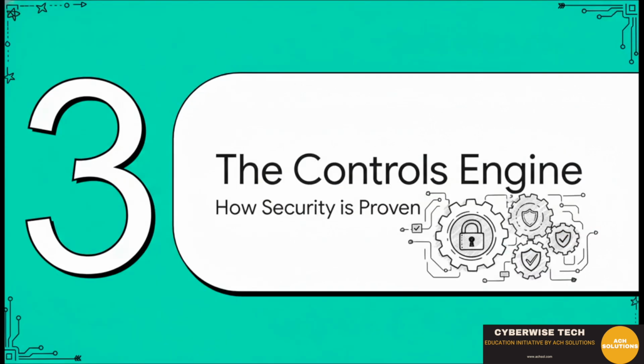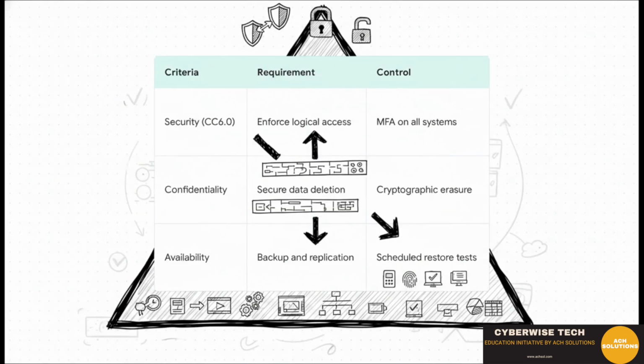Okay, so the company has told its story. They've described the tech, they've described the people, but how do we know any of it is actually secure? How do they prove it? Well, that brings us to the engine room of the SOC report, the controls. It's all set up in this really logical way, kind of like a pyramid. At the very top, you have a big principle, like security. That gets broken down into more specific requirements. For example, you must enforce logical access. And how do you do that? With a specific testable control, like we make sure multi-factor authentication, MFA, is turned on for every single system. See? It connects a big idea all the way down to a real action.